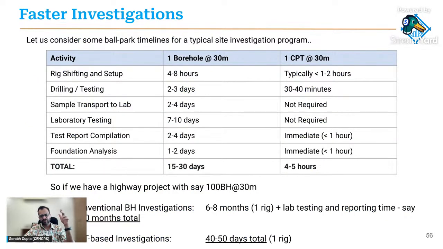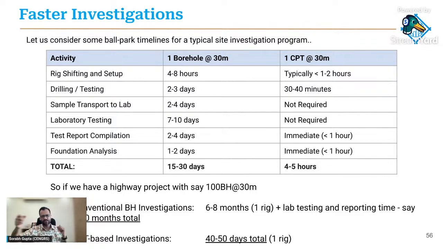We look at time, right? So I said it's fast, but let's look at how fast. If you have to do one borehole to 30-meter depth on your site, typically you'll take 4 to 8 hours getting the rig to the location, shifting, setting up the tripod. You need 2 to 3 days for drilling and sampling and testing. A couple of days for sample transport. 7 to 10 days easy for the lab testing. It should not be less than this.